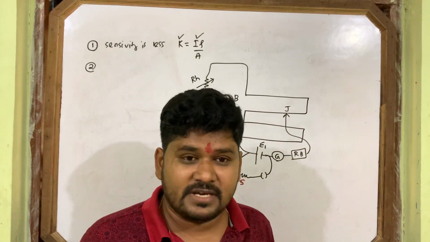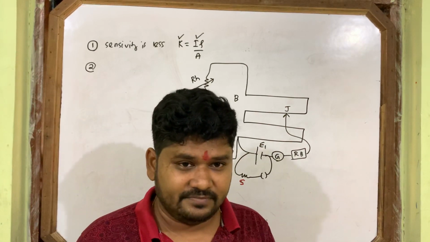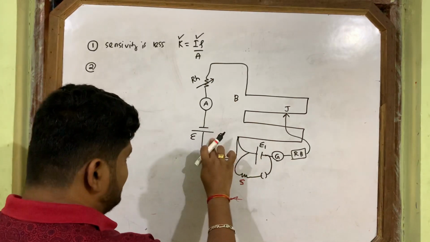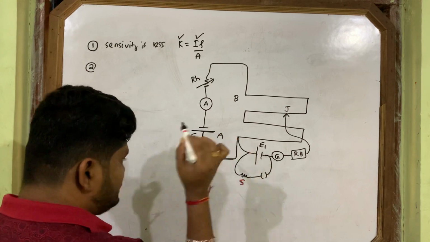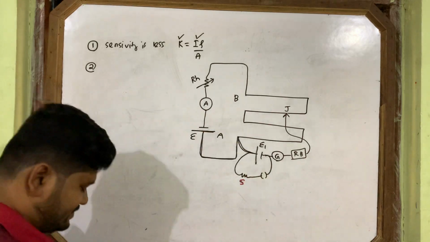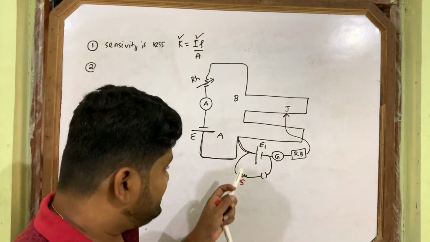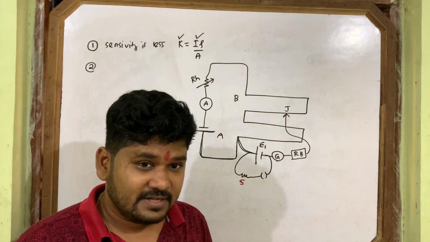That problem is clear. Then what may be the second fault? The second fault is this: the positive of the driver cell is connected to A, and the positive of the experimental cell is also connected to A. If both positives are connected, then it's right.